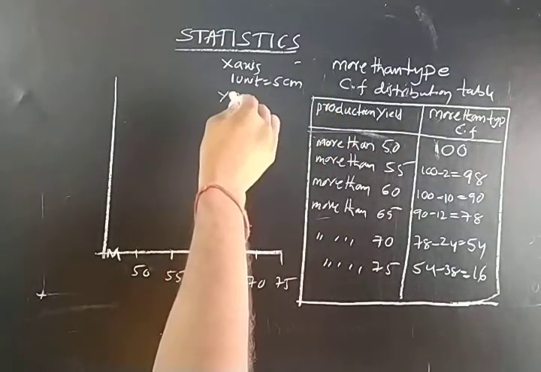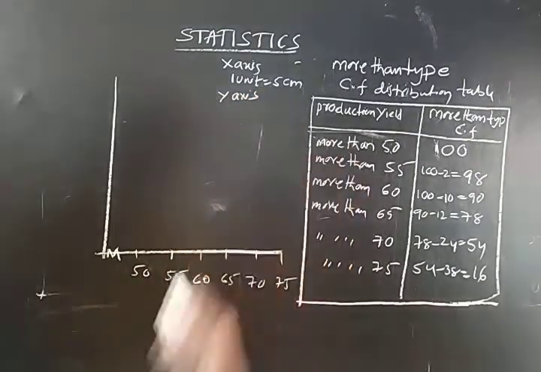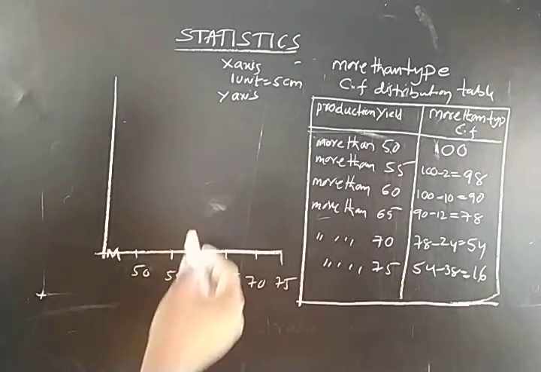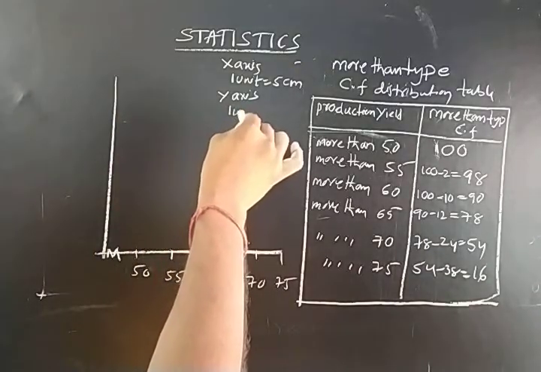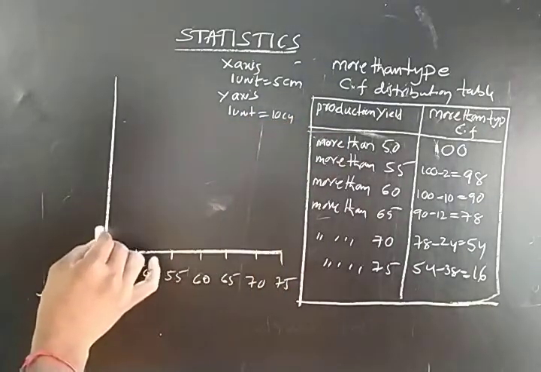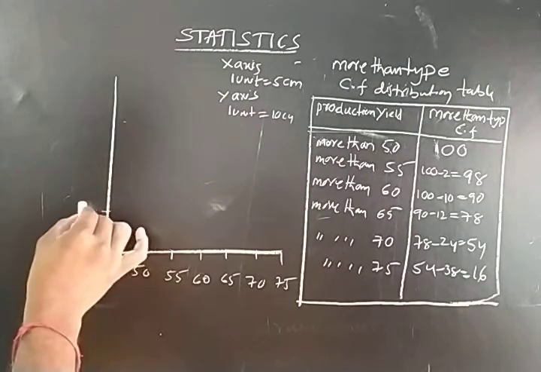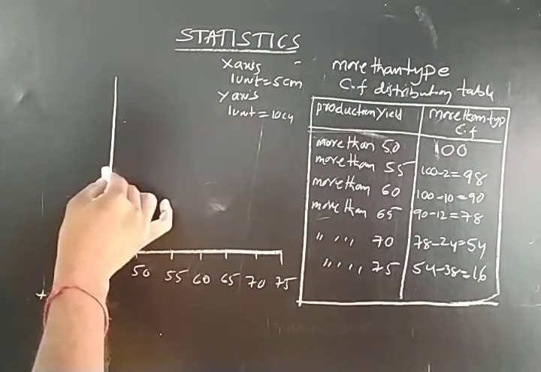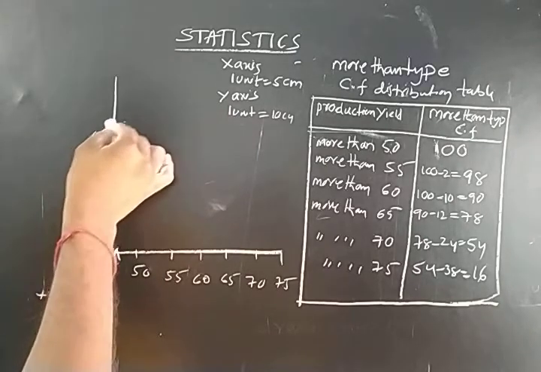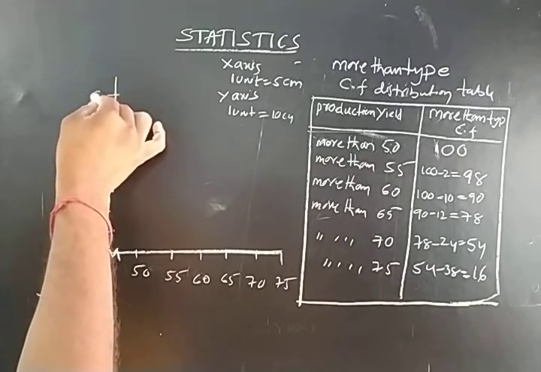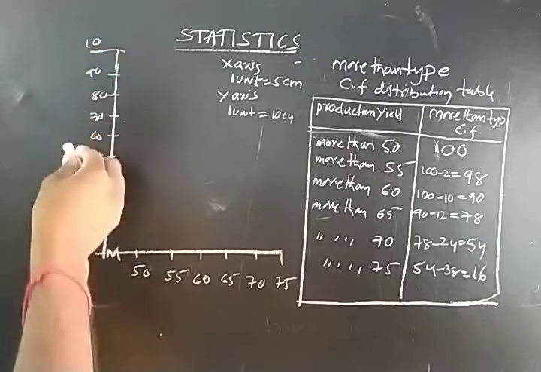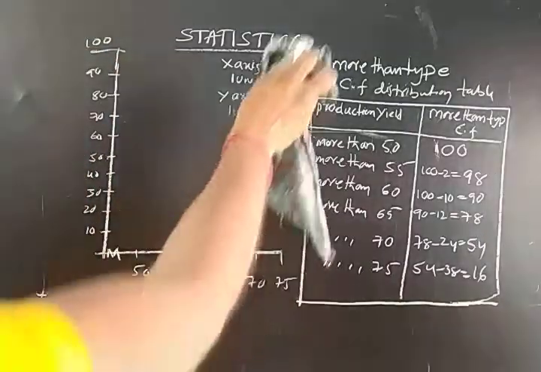On the y-axis, the maximum is 100, no? So we should take 20, I think. 20 is better, and 10 also you can take. So I am taking 1 unit equal to 10 centimeters. So this is 10, 20, 30, 40, 50, 60, 70, 80, 90, 100. Okay, write the scale again.